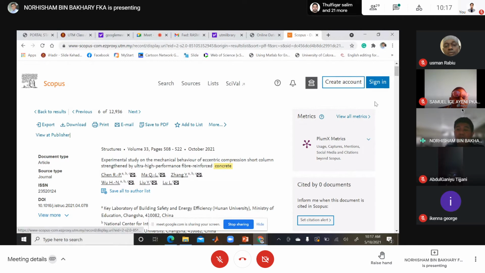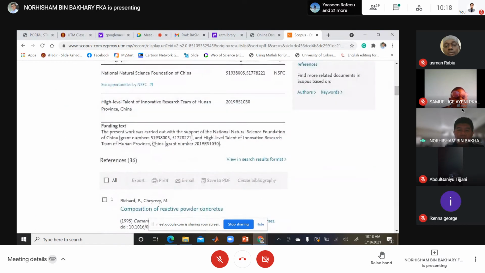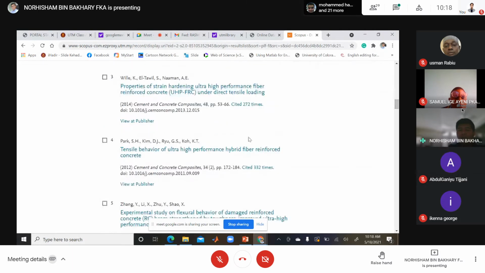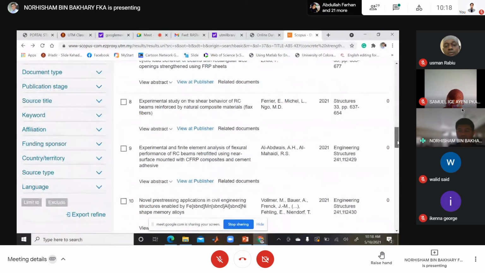So you read this and then you can see that he cited, you can see at the bottom, there are 36 references. Which means that he might improve some of the work in the list of the references. So based on this, you can get what happened before. Since these articles are from 2021, you see there is 0 citation because this article was just published.